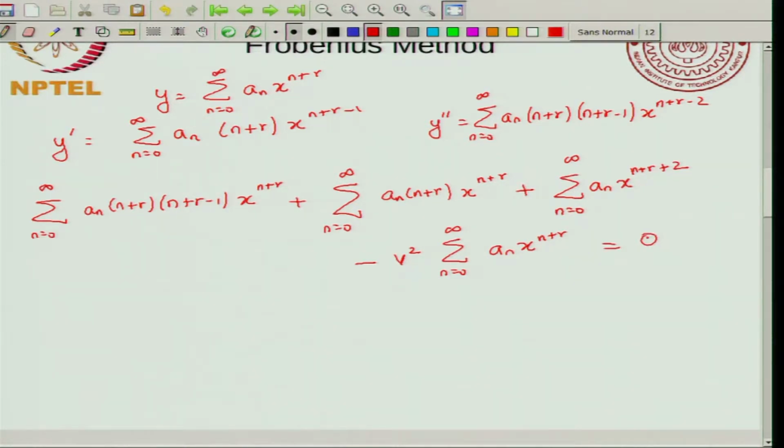Now the lowest power of x in this equation, remember n goes from 0 to infinity.